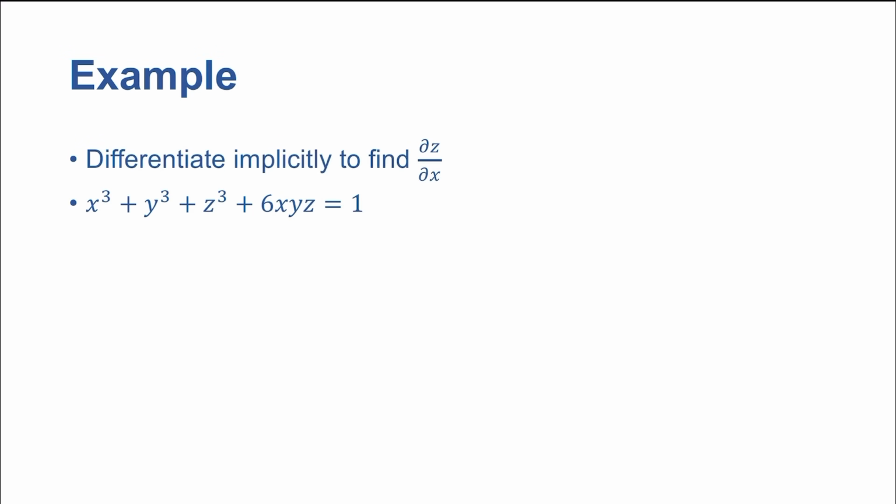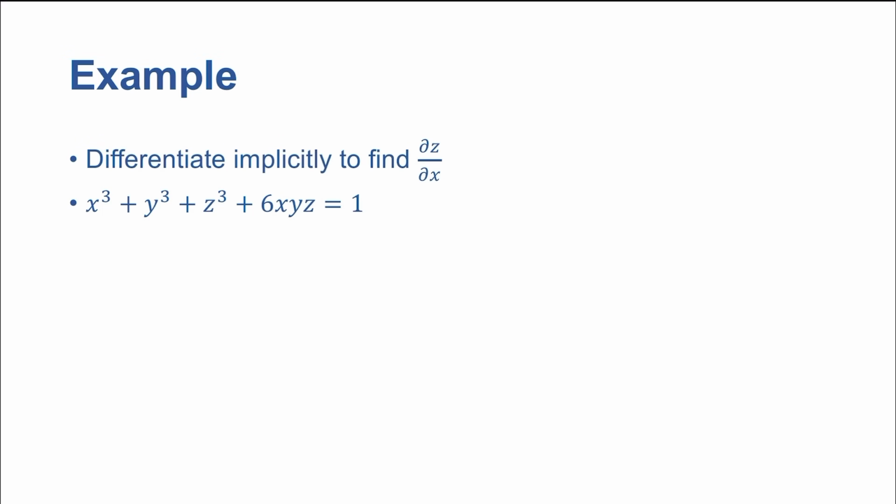Anyways, let's try another example with implicit differentiation. Differentiate implicitly to find partial z, partial x. So we're differentiating with respect to x. So we've got x cubed plus y cubed plus z cubed plus 6xyz equals 1, right? There's no way to really solve explicitly for z. We don't really want to do that. So instead what we'll do is we'll just use implicit differentiation.